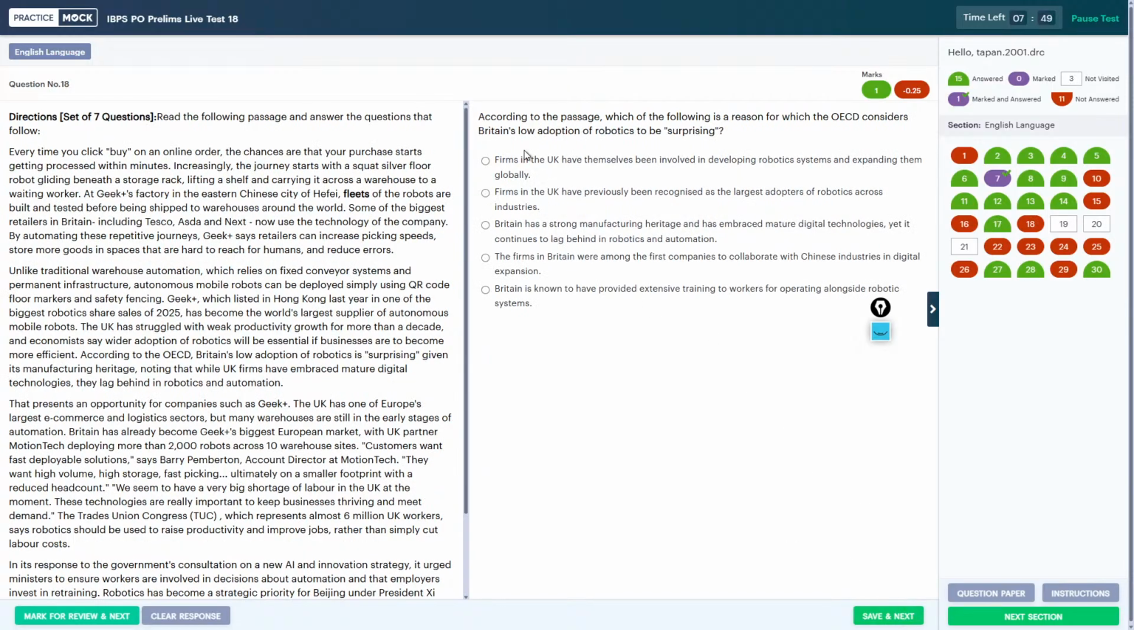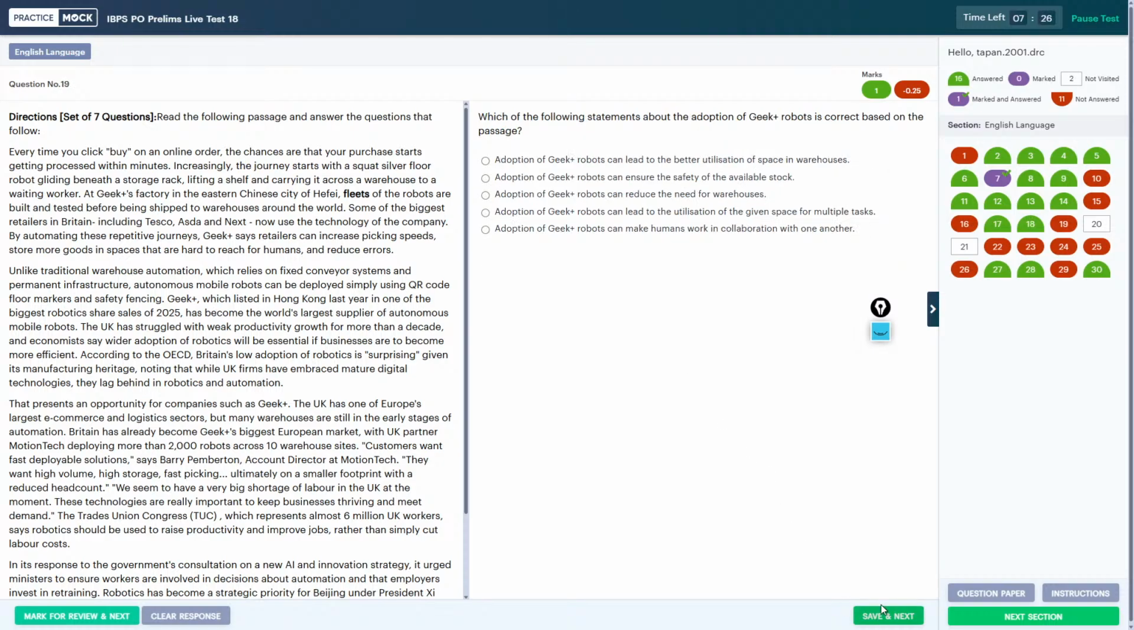Okay, according to the passage, which of the following is a reason for which the OECD considers Britain's low adoption of robotics to be surprising? Firms in the UK have themselves been involved in developing... no. Firms in the UK have previously been recognized as the largest adopters of robotics... no, it has a strong manufacturing heritage and has embraced it, yet continues to lag behind in robotics. Adoption of Geek Plus robots is correct based on the passage. It can lead to better utilization of space in the warehouse. Okay, maybe safety and availability of stocks.